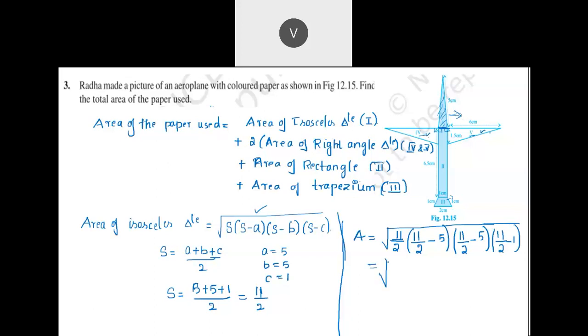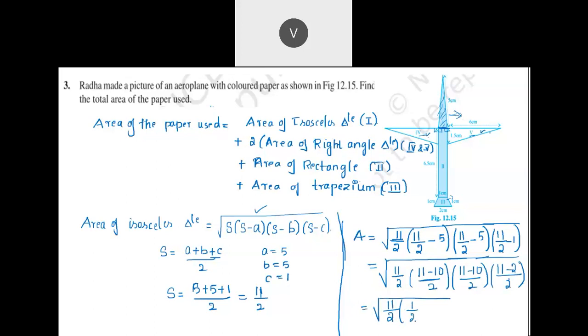Okay, so square root of 11 by 2 into, take LCM, simplify this bracket. LCM is 2. 11 minus 10 by 2, which is 1 by 2. Into 1 by 2. Into, what about this, children? Here also LCM is 2. So 2 into 1 is 2, 11 minus 2 is 9 by 2.